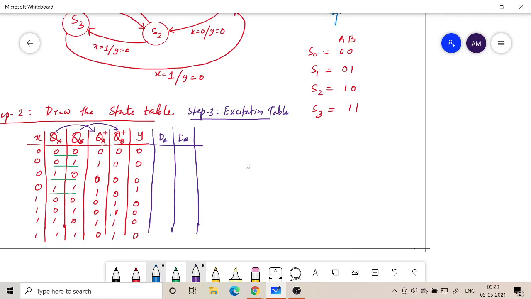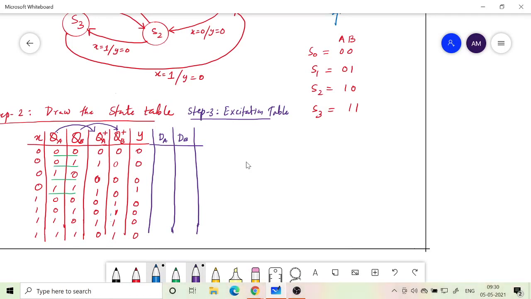If it is a JK flip-flop, you need to keep in mind what are the required two inputs, J and K values, for making this change. If QA is the output of a JK flip-flop, then for QA, which is right now at 0, to change it, what should be my options at the input for J and K? There should be a column for JA and KA, and similarly JB and KB. So there will be two additional columns, and you need to know what should be the input.